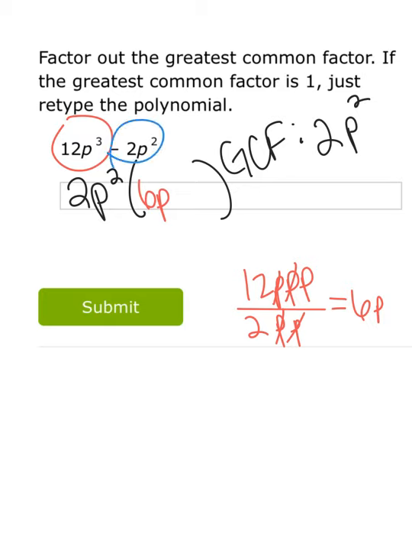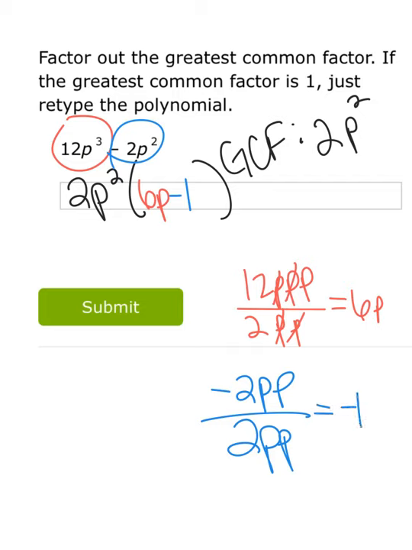Now go on to the negative 2p squared. Negative 2 divided by positive 2 is negative 1, and then p squared divided by p squared is just 1 as well. If we need to write it out, negative 2p squared would be negative 2p times p, divided by 2p squared. Negative 2 divided by positive 2 is negative 1, and then all your p's are canceled, so we'd just be left with negative 1.